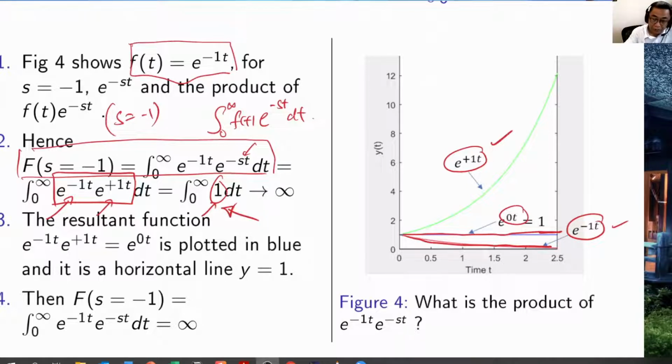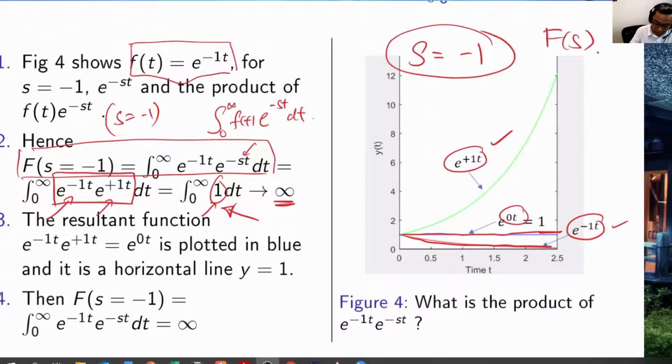The Laplace transform, which is integrating this final product of these two exponentials, is integrating 1 from 0 to infinity. Then of course it goes to infinity. So this is one way to understand why when s equals minus 1, we get infinity for F(s). Right.